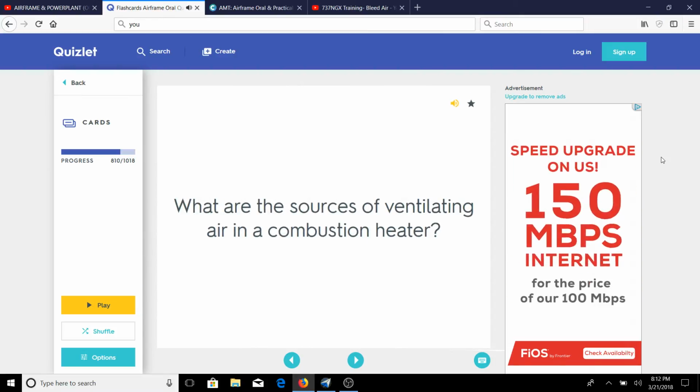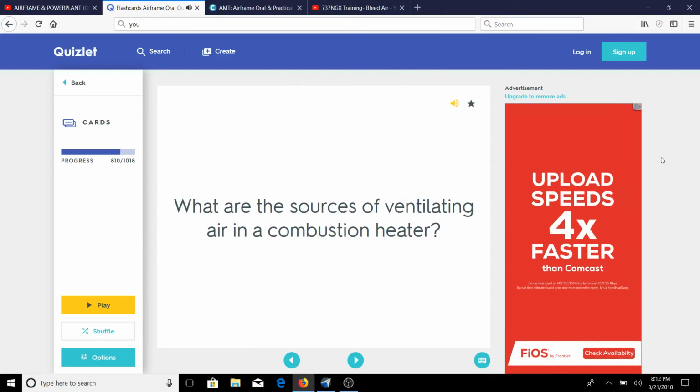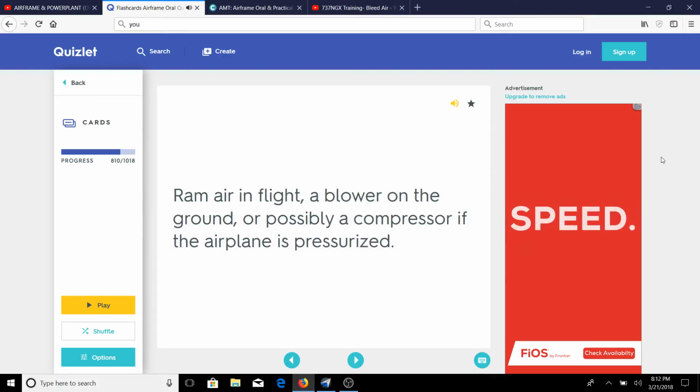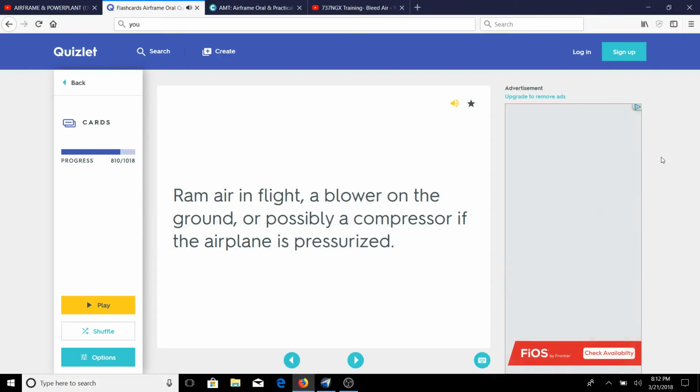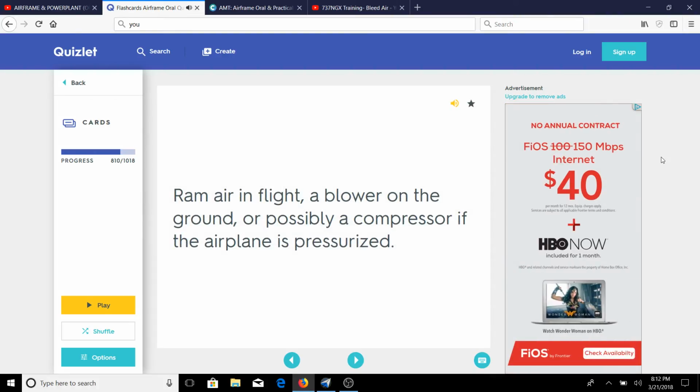What are the sources of ventilating air in a combustion heater? Ram air in flight, a blower on the ground, or possibly a compressor if the airplane is pressurized.